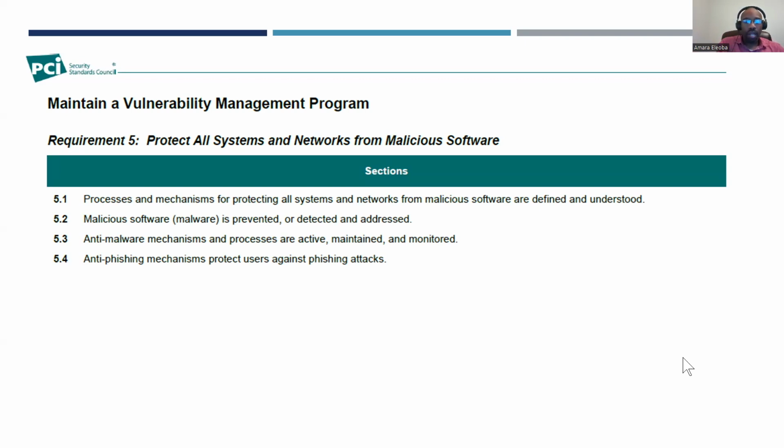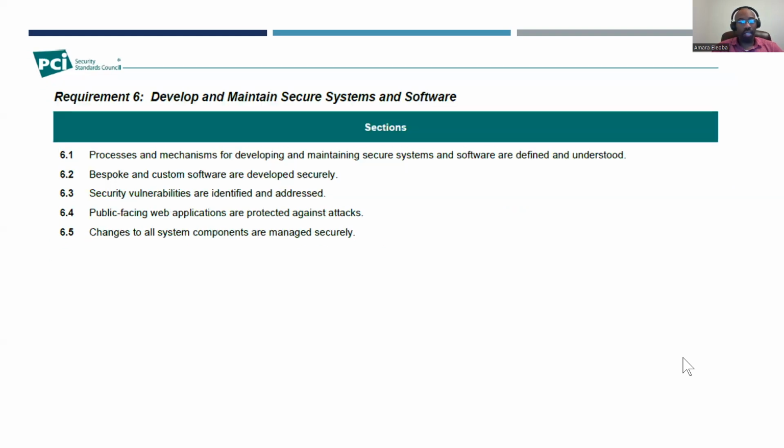5.3, anti-malware mechanisms and processes will need to be active, maintained, and monitored. Then 5.4, anti-phishing mechanisms, we want to make sure that the organization has that in place so it can protect users against phishing attacks. Then requirement 6 is developing and maintaining secure systems and software. Requirement 6.1, like I said, when you see processes and mechanisms, it is referring to policies. So when it comes to maintaining secure systems and software, we want to make sure that all the roles and responsibilities understand the policies and the processes, and that they are understood by everyone.